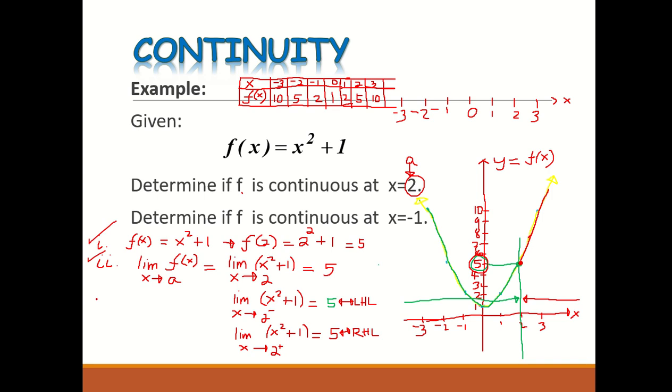Now the third condition. We need to compare whether f of a is equal to the limit of f of x.